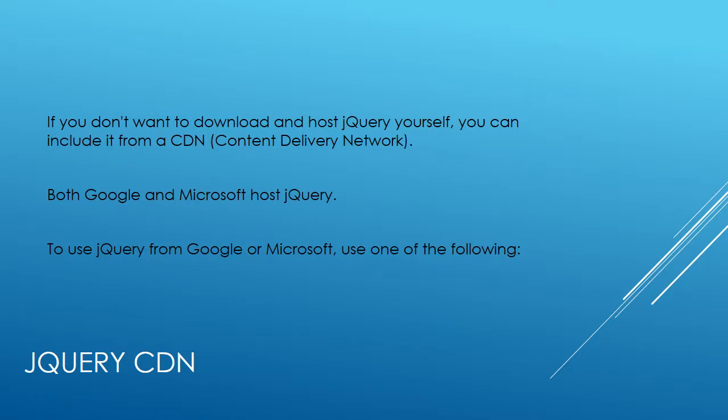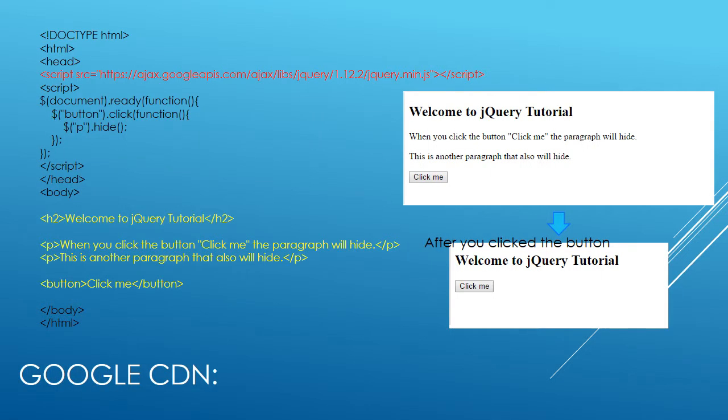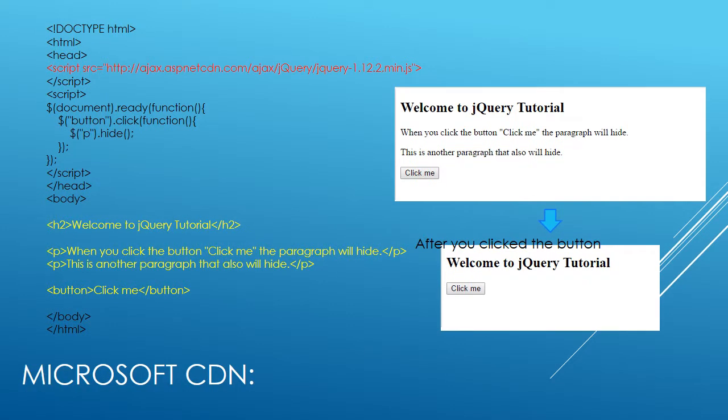If you don't want to download and host jQuery yourself, you can include it from a CDN, Content Delivery Network. Both Google and Microsoft host jQuery. To use jQuery from Google or Microsoft, use one of the following. This is an example of a Google CDN. This is an example of a Microsoft CDN.